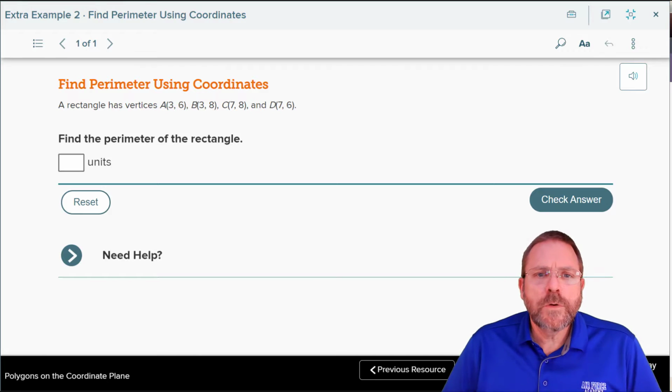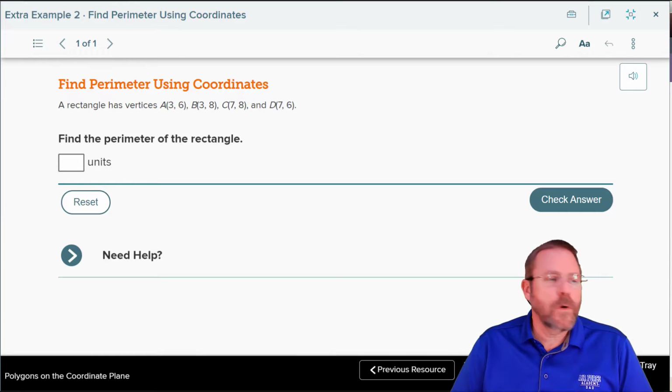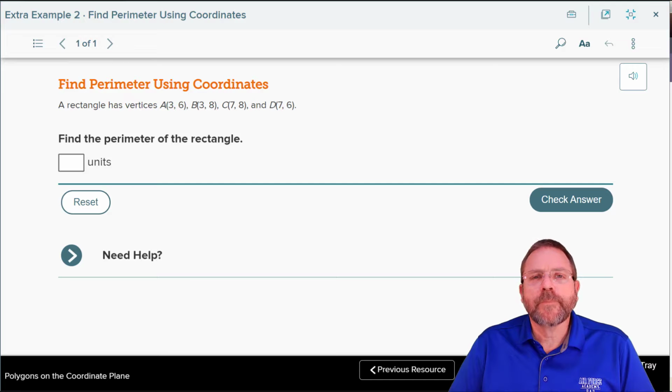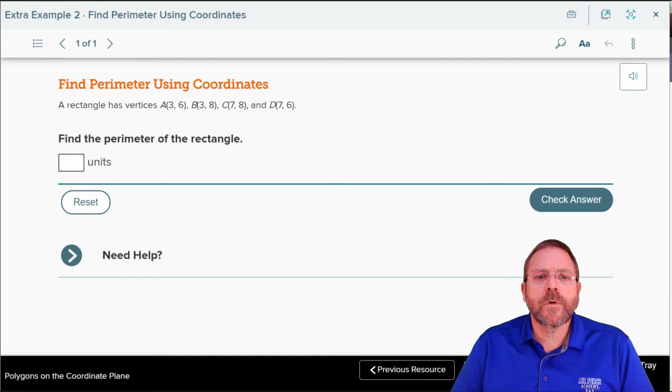Welcome back to part 2 of Module 8, Lesson 5. This is going to be the last video of this module where we continue talking about finding perimeter using the coordinate plane. We're picking up on extra example number 2. Go ahead and pause the video and work that one on your own, please.